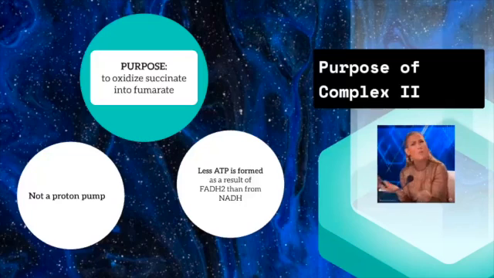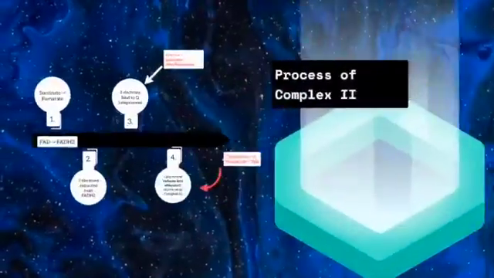2 electrons are extracted from this FADH2 that is produced, and these 2 electrons travel through complex 2 and go through iron-sulfur clusters to reach the coenzyme ubiquinone. After reaching this ubiquinone, the 2 electrons turn the ubiquinone to ubiquinol. So, let's look at this through a diagram.